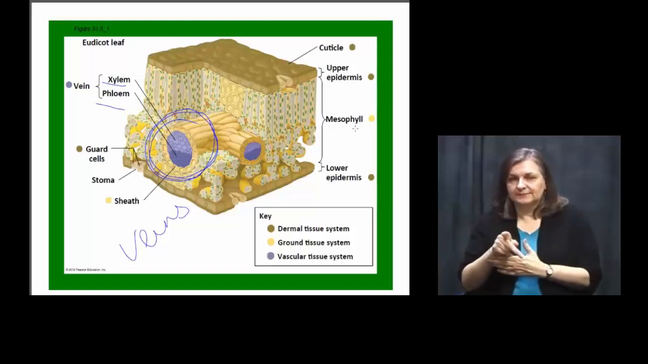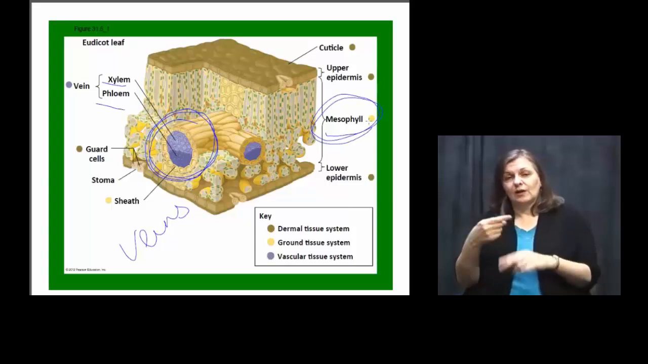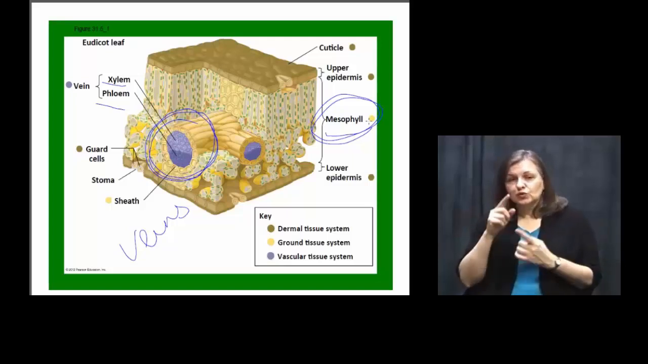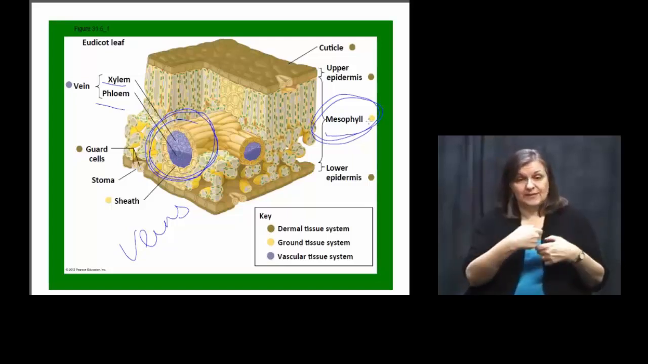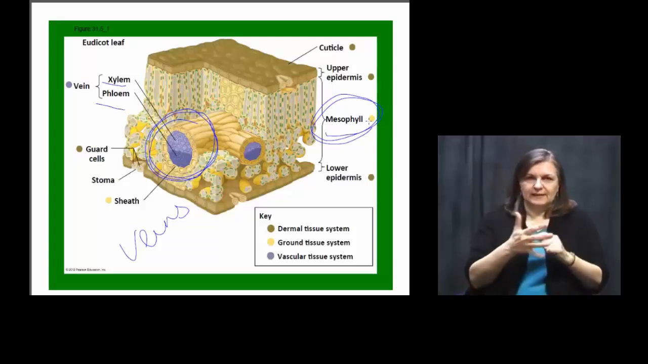When we talked about photosynthesis, we talked about mesophyll. Mesophyll being ground tissue and helping us to supply nutrients and oxygen to our leaves as they do photosynthesis. So you see here, mesophyll is ground tissue, as we mentioned before, completely fills that leaf.